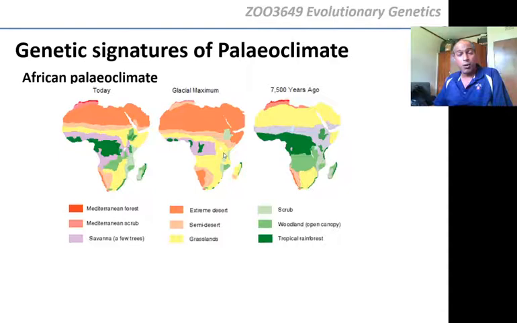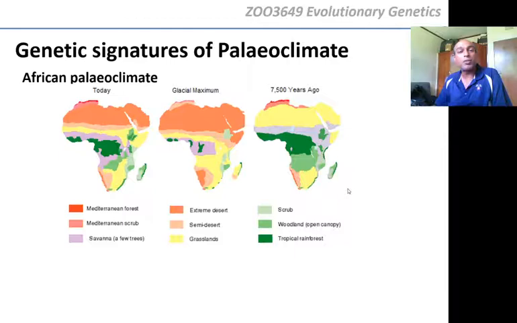Okay, so during today's times and during the last glacial maximum, you could hypothesize that species living in these forests would become isolated, and genetic drift would fragment them into different populations, compared to 7,500 years ago, when there was probably gene flow connecting all the forest populations and no genetic drift, and so no differentiation into different populations. So these paleoclimatic changes in our own continent would have given rise to a lot of genetic signatures.